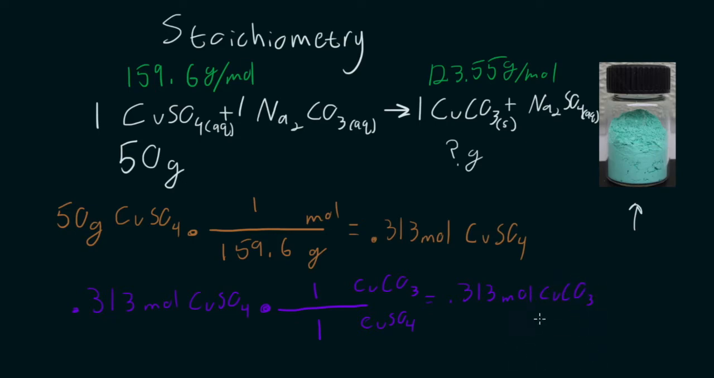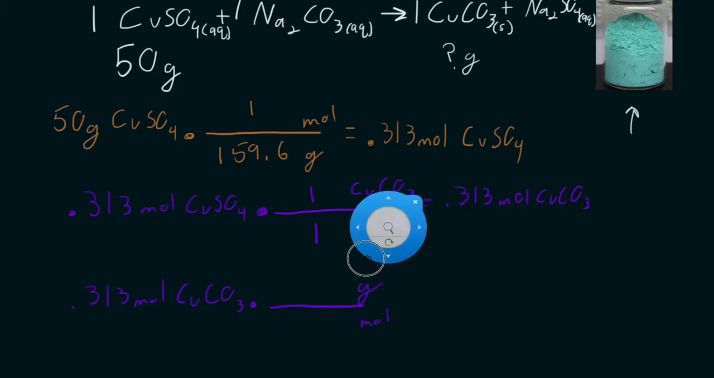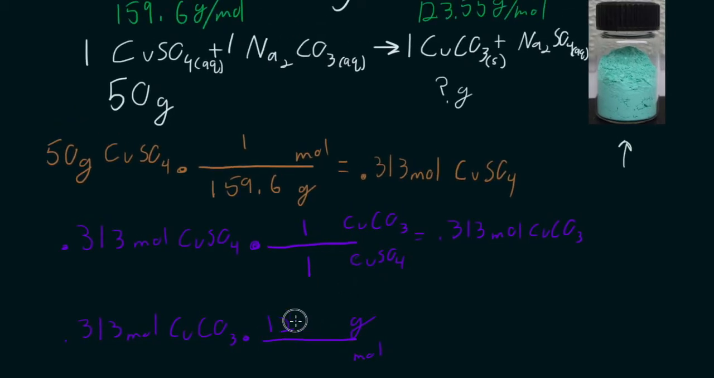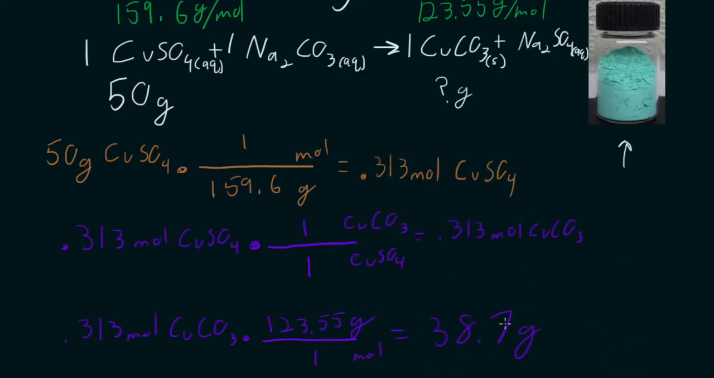Okay, so I've got 0.313 moles of CuCO3. Now I need to know how many grams of CuCO3 that is going to be. So now we're just going to convert back to grams. I'm going to go 0.313 moles CuCO3, not CuSO4, times, going from moles to grams, 123.55 for 1. And what is that going to be? Awesome. So that's how we figured that out. So now I've got 38.7 grams of copper carbonate.